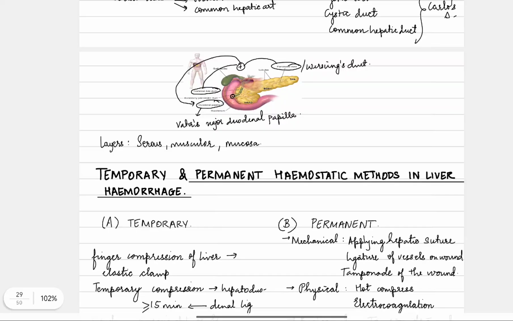Now the layers are serous, muscular and mucosa layer.